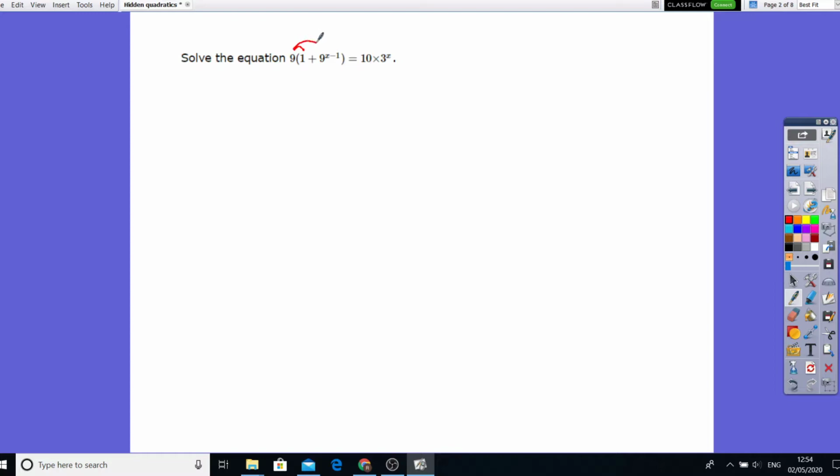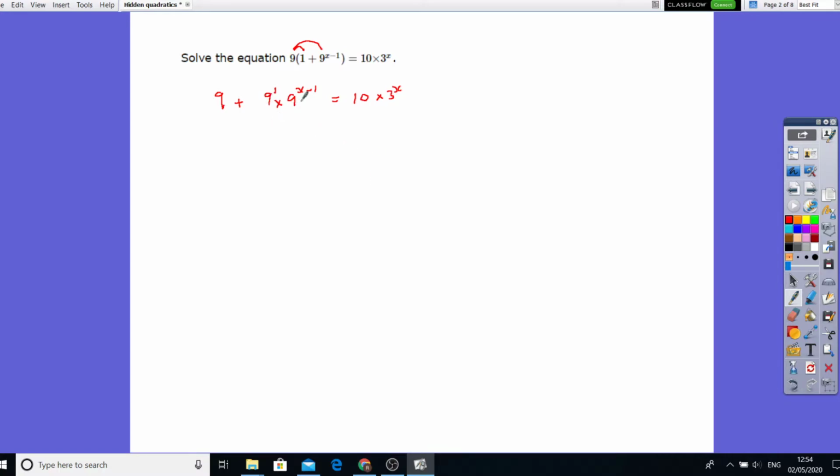Let's just multiply everything inside by 9. Now 1 times 9 is 9 plus, now be careful here, 9 times 9 to the power x minus 1. Don't forget 9 by itself is to the power 1. I'm just going to leave this as 10 times 3 to the power x. Just leave that like that.